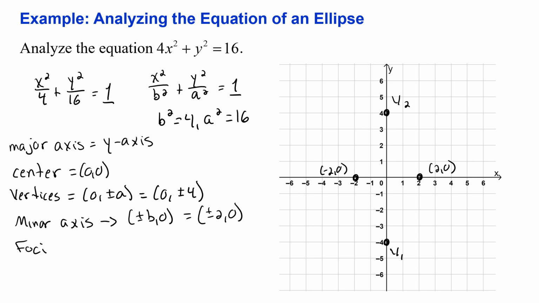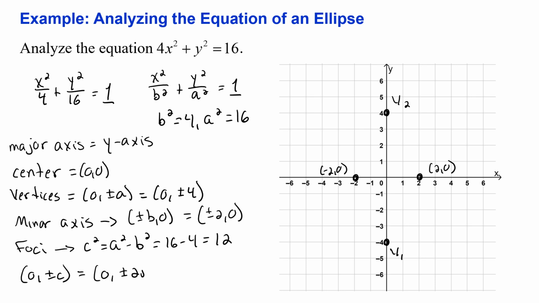Next, let's find the foci. We know that they are a distance of c from the center along the major axis. For an ellipse, c squared is equal to a squared minus b squared, which equals 16 minus 4, which is 12 in this case. So our foci are at the points 0, plus or minus c, which will be 0, plus or minus 2 square root of 3. Again, we're just taking the square root of 12, and that simplifies to 2 square root of 3.